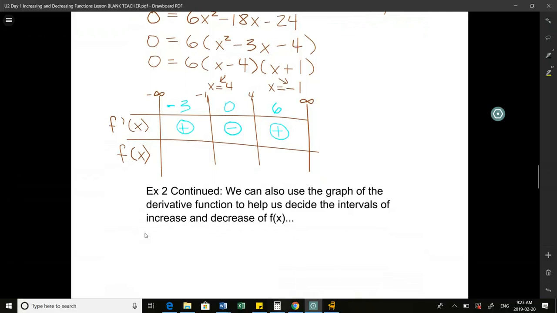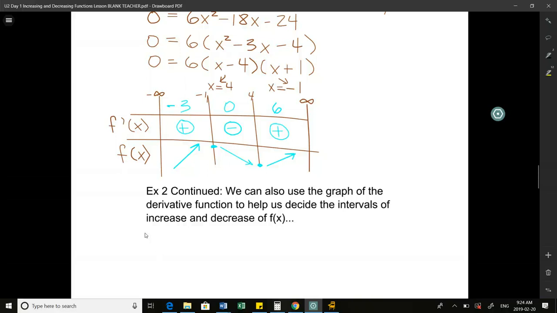Okay, so what does that tell me about f at x? It tells me that it's increasing, and then I have a critical number here, and then it's decreasing, and then I have a critical number, and then it's increasing again. So I already know now that I have a local max at negative 1. I have a local min at 4. This question doesn't ask me about that. It just asks me where the function is increasing and where it's decreasing.